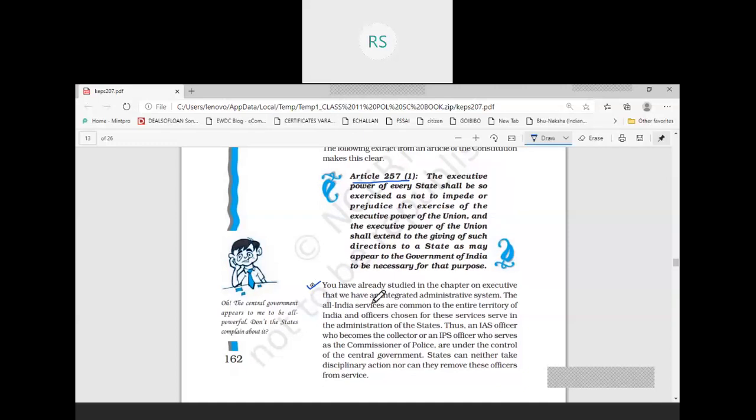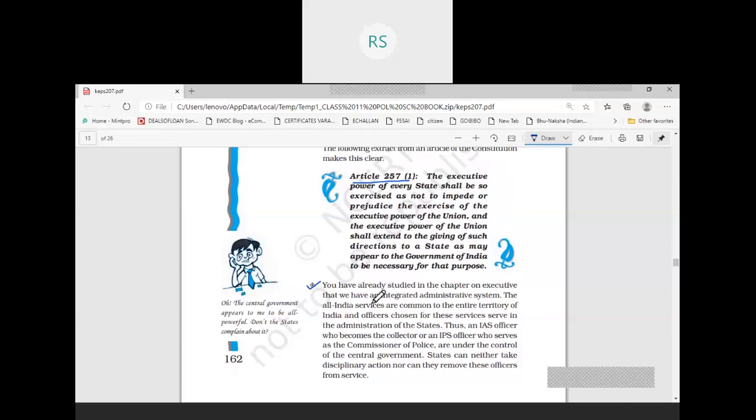We have two types of executive, the permanent executive and the political executive. The political executive are the leaders who hold their post through elections for a fixed period. And what is their qualification? They do not have any kind of educational qualification. Their popularity is the only qualification. And the other executive is the permanent executive.